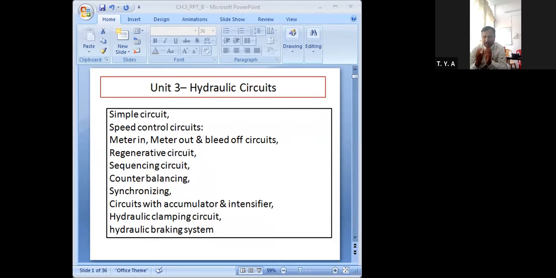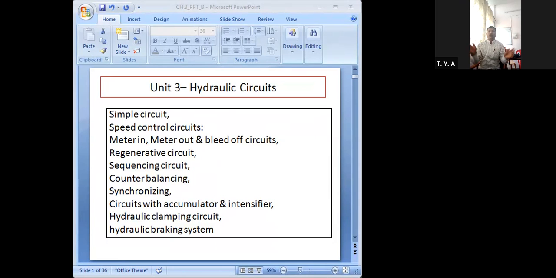Now a small question arises in our mind: what is a hydraulic circuit? Before discussing each and every point, I will give a short definition of what we should call a hydraulic circuit. A hydraulic circuit may be defined as the graphical representation of the hydraulic components which are used in a hydraulically operated machine.